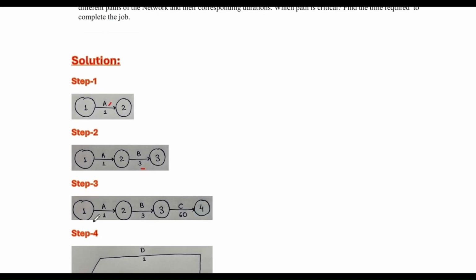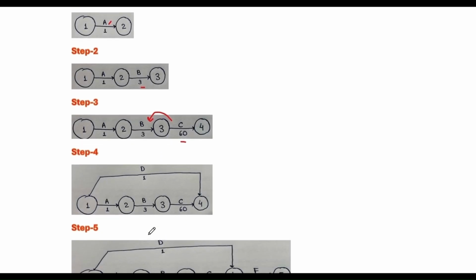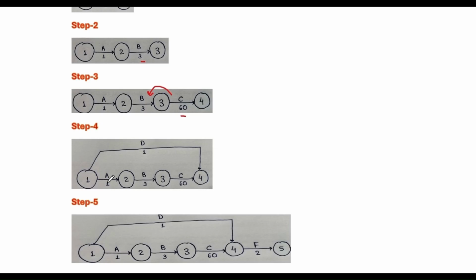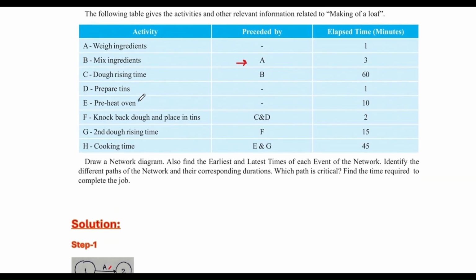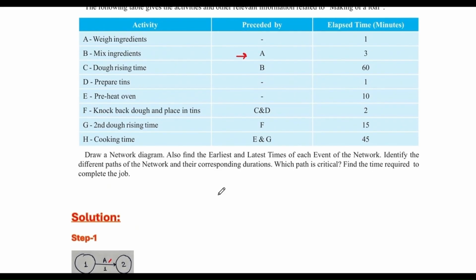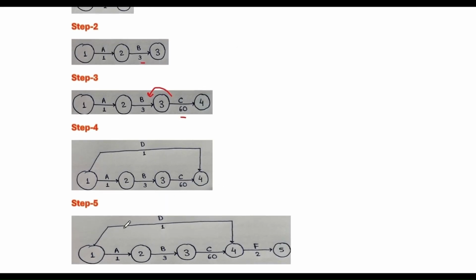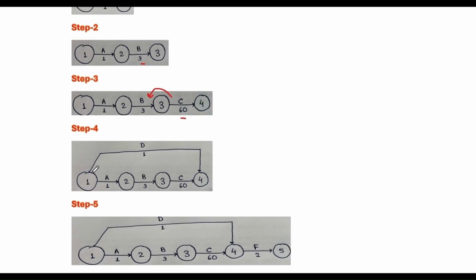Now draw activity C, which depends on activity B. So node 3 to node 4. Label activity C as 60 minutes. Step 4. Now here we can see one arrow coming from node 1, because D has no predecessor. Therefore it will start from the starting node. So it will go from 1 to 4, D, and the duration is 1 minute.